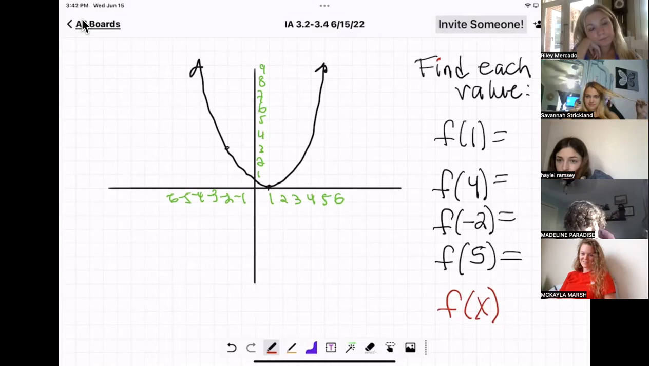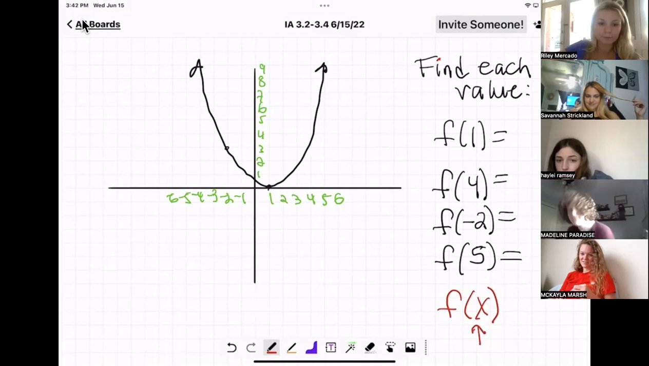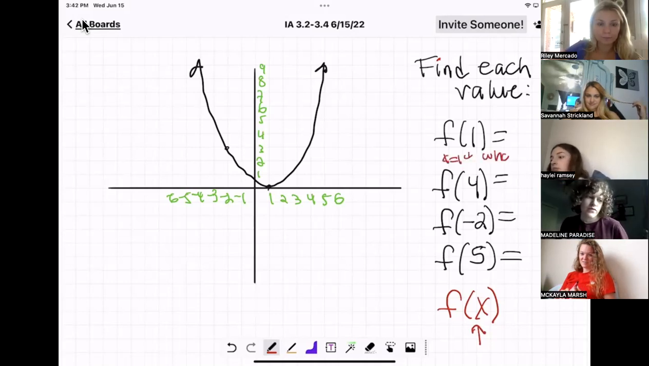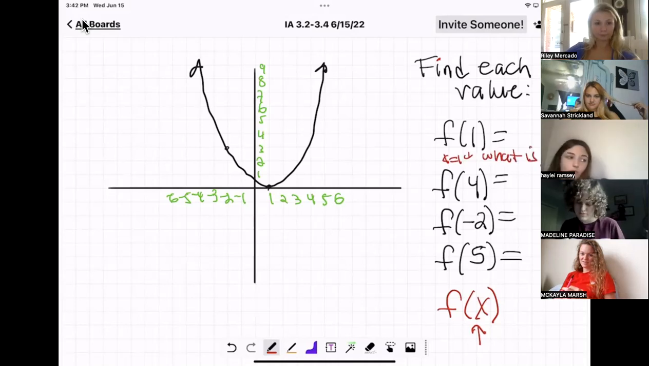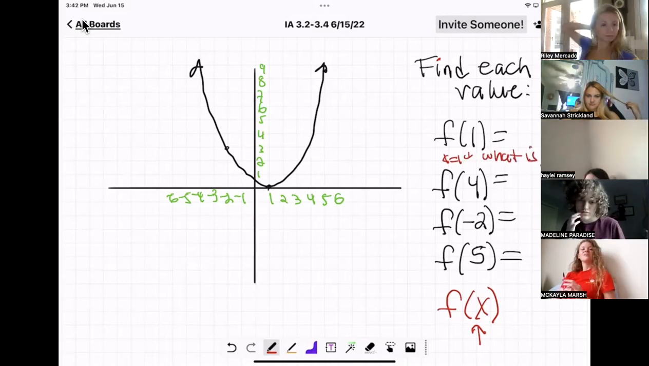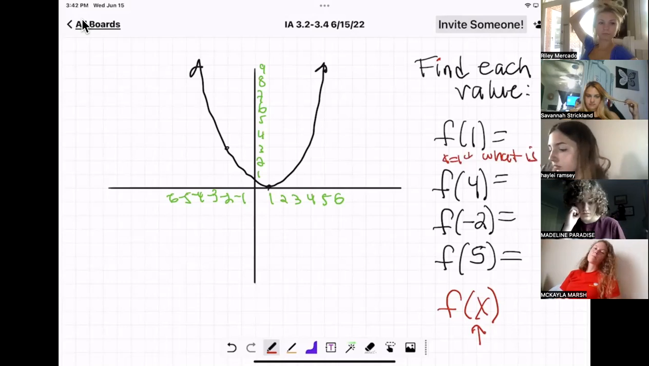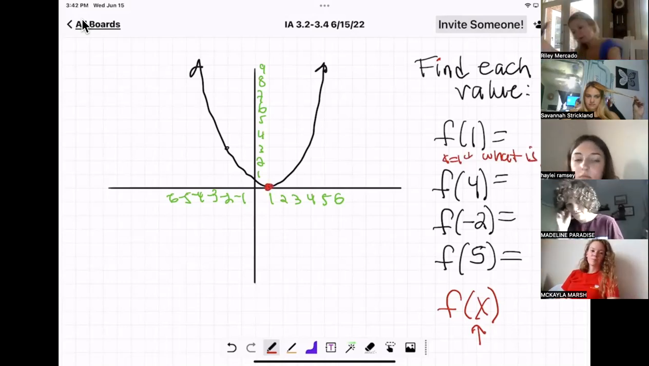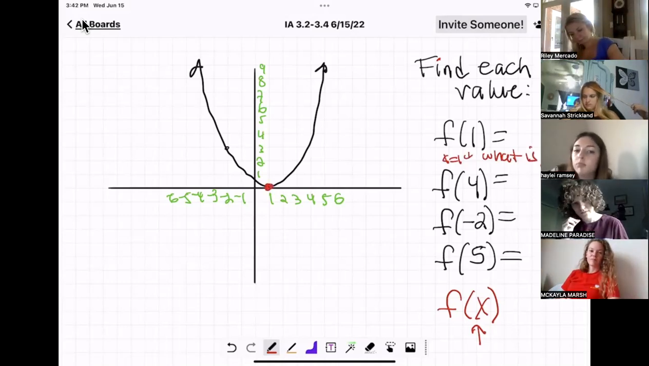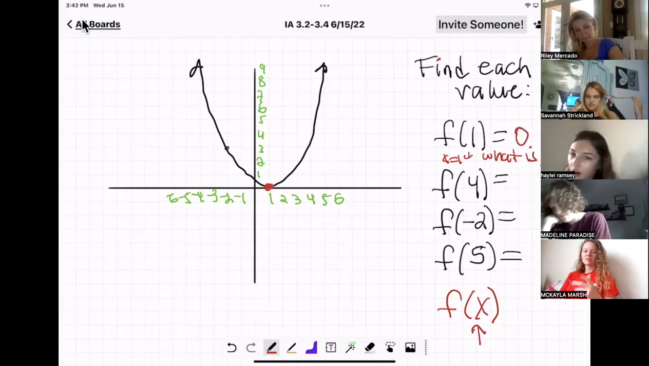Okay, so here we go. It looks really hard and like, what are they talking about? But remember, the X is in the parentheses, right? So what this is saying is, look at X equals 1. What is Y? That's what it's saying. Look at X equals 1. X is 1. What's my Y? My Y is 0.